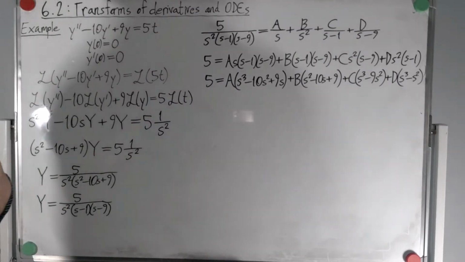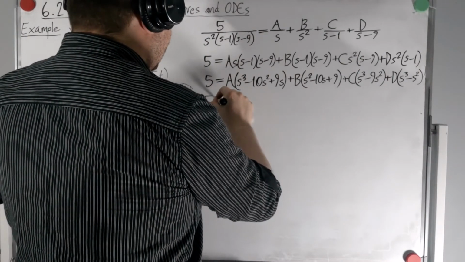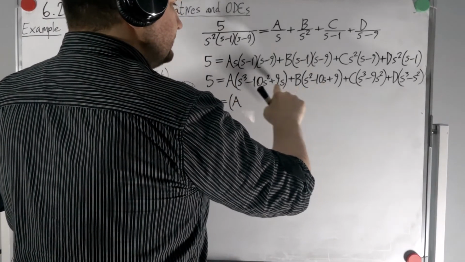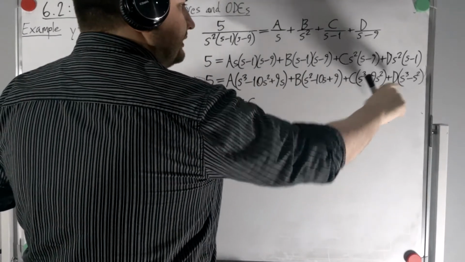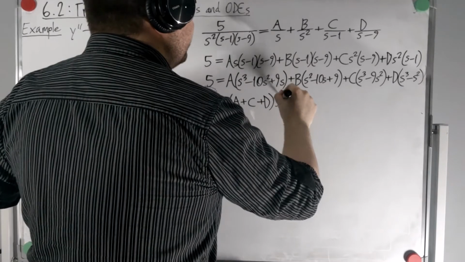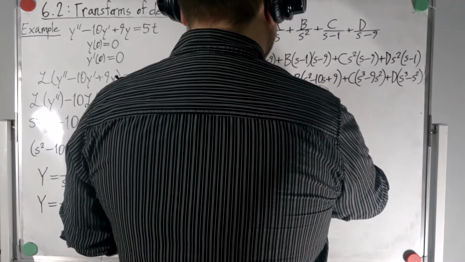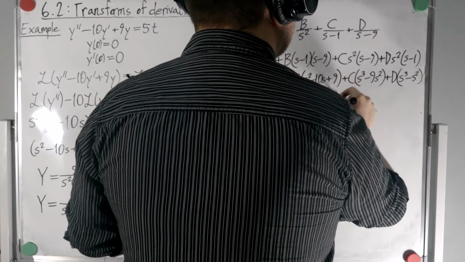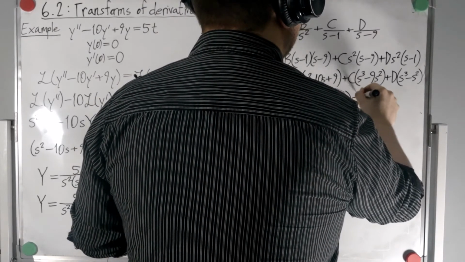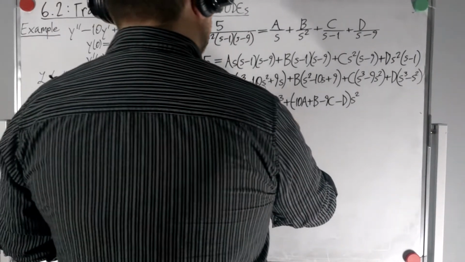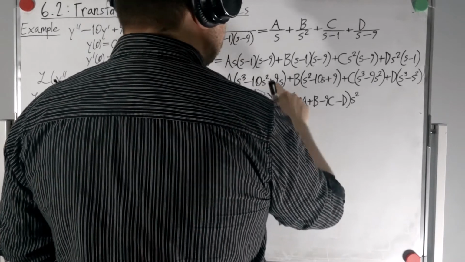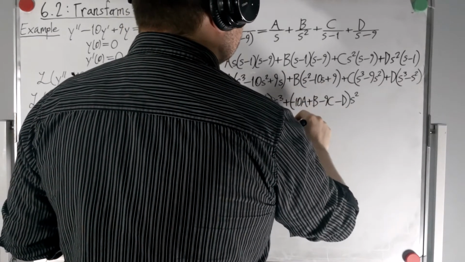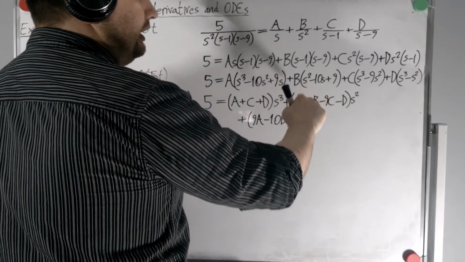All right. We can collect like terms in powers of s. Let's see here. We have A plus C plus D times s cubed, then plus negative 10A plus B minus 9C minus D times s squared, then plus 9A minus 10B times s, plus 9B.